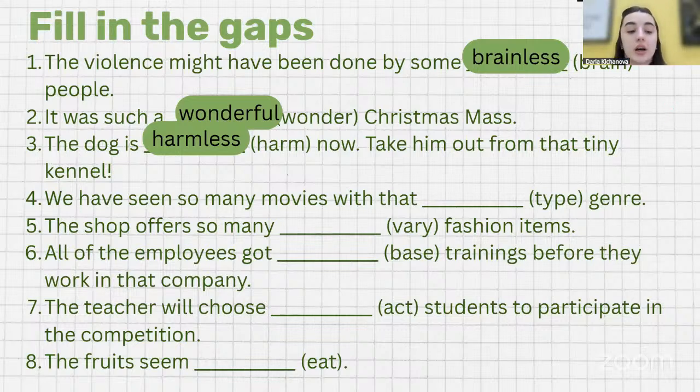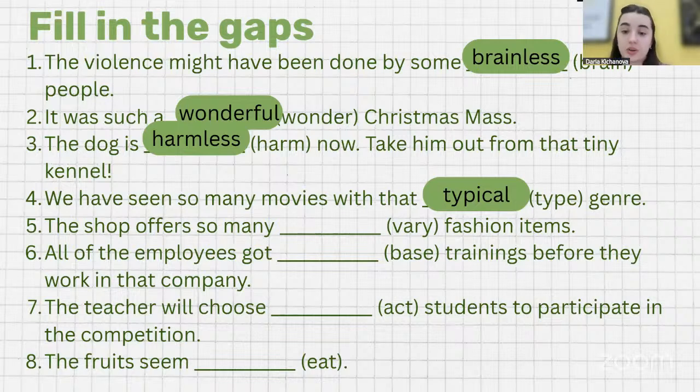Okay. We have seen so many movies with that type genre. So it is something that is usual, common, and really not shocking. So there we need to use the suffix -ical. So we had the word type and we can create typical.